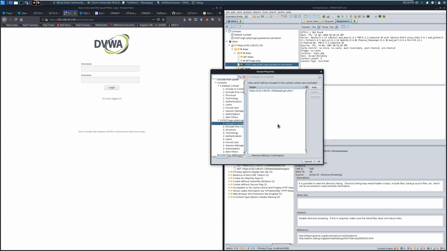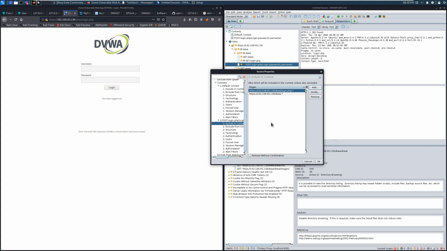This screen will pop up where if you click here, you can actually change the name of the context. So I will just call it DVVA. You can even place there some description and include in context. Well, this one is okay, but we actually need one more, because we don't want OWASP to think that only login.php is in scope. We want to have the whole DVVA directory actually in scope. So I just click add.